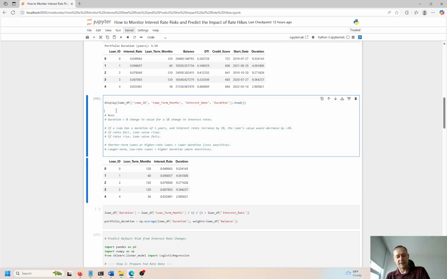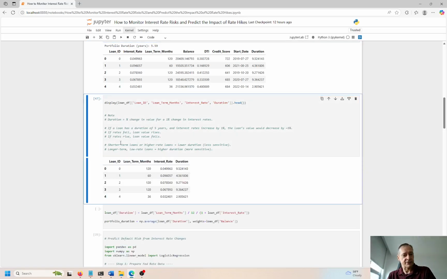Okay, so enter to refresh this. So basically, if a loan has a duration of 5 years and interest rates increase by 1%, the loan value will decrease by about 5%. Okay, because like I said, if rates fall, loan values rise because the older loans are paying a higher interest rate, right? New loans are paying the current market rate, but if rates rise, then loan values fall. Okay, so hopefully that makes sense. If it doesn't, just Google it. You can find a lot of information on the internet.